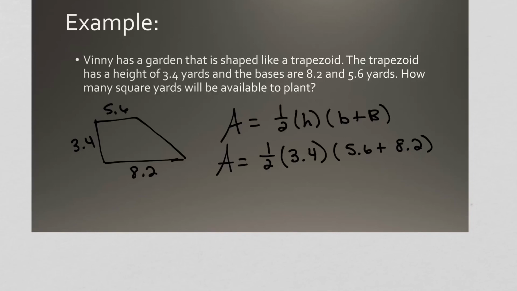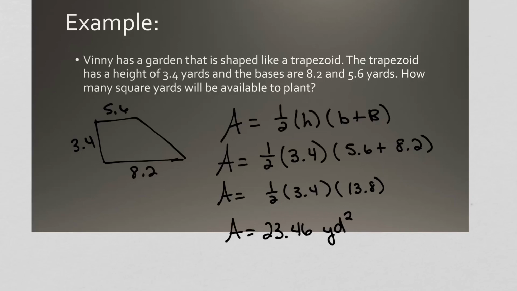Okay, so now to simplify this, you know what? You can just totally type this into your calculator just like you see it. So 1/2 times 3.4 times 13.8, and you should end up with 23.46 square yards. You could say yard squared, square yards, as long as your unit of measure has a square somewhere in it. All right, so that's how many square yards he will have available to plant.